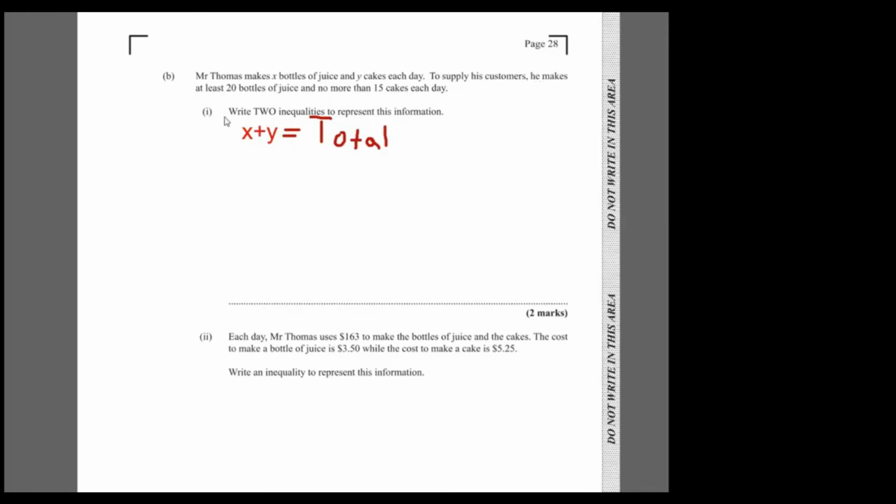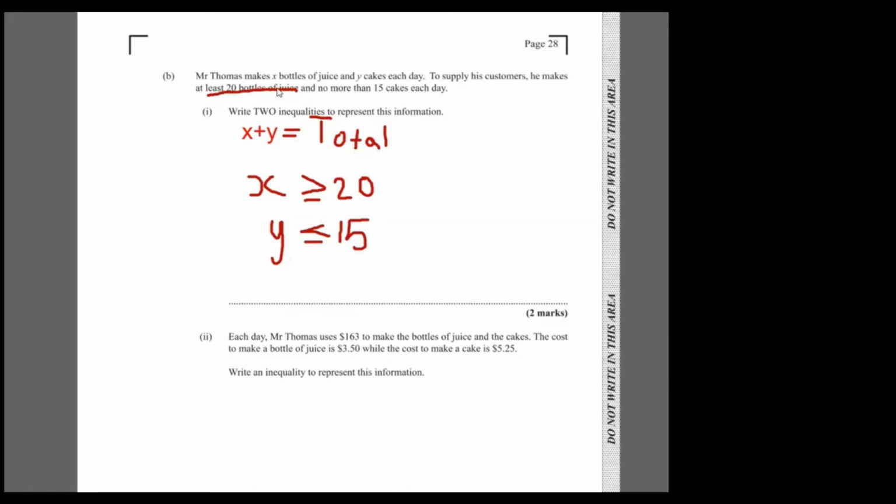The second statement says he makes at least 20 bottles of juice. So it is telling us that he makes at least, so X is greater than or equal to 20. That's the first thing. He makes at least 20 bottles of juice. And then no more than 15 cakes each day. So he can't bake so much, so Y is less than or equal to 15. All right. So X is greater than or equal to 20, and Y is less than or equal to 15.